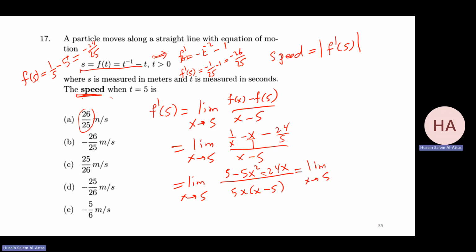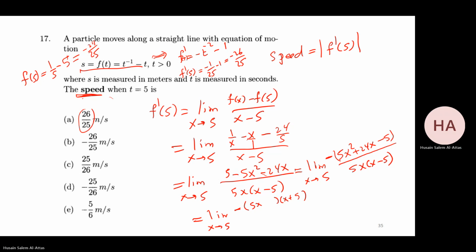So this is the limit as x goes to 5. Let me just arrange it. Take the minus common factor. So you have what? 5x squared plus 24x minus 5 over 5x times x minus 5. And that will be the limit as x goes to 5 of what? Minus, 5x here, x. I want this negative plus 25, so x plus 5, x minus 5 should be minus 5. That will give me what? Is minus 25.